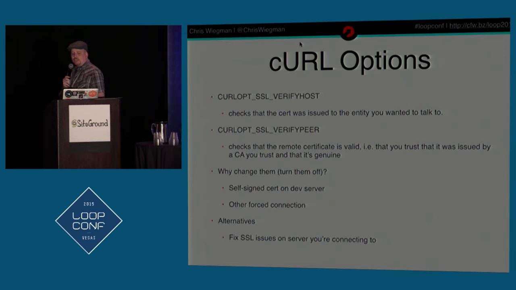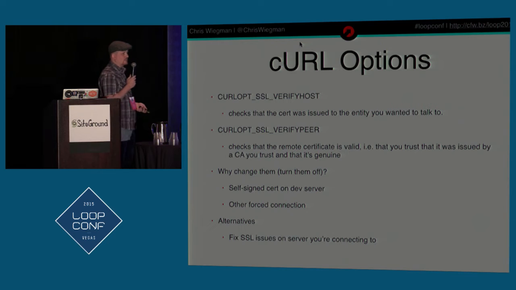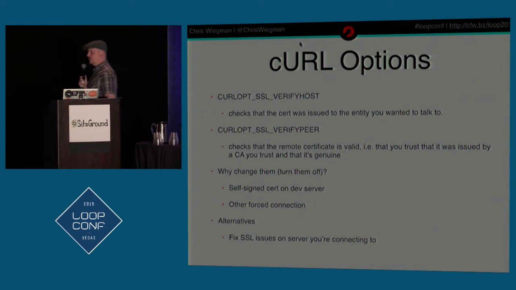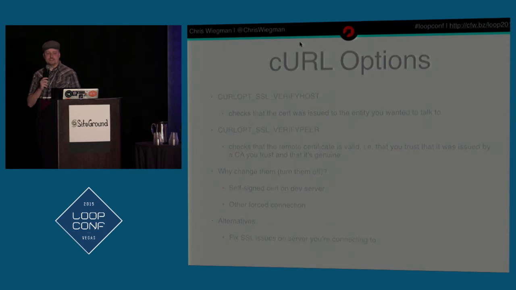So we can turn off things like verify host, which is going to tell it's the host for the certificate we want, or verify peer we can turn off. Why change them? Self-signed certificate, forced connection. Of course, the better way is just to fix the SSL certificate for $9 or next year, hopefully free, or maybe that's this year when they're supposed to be coming out with the free SSL certificates. There's ways around this very easily.